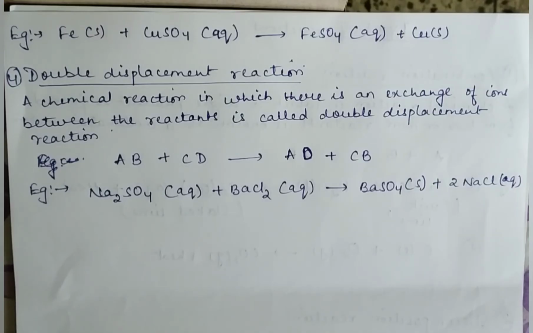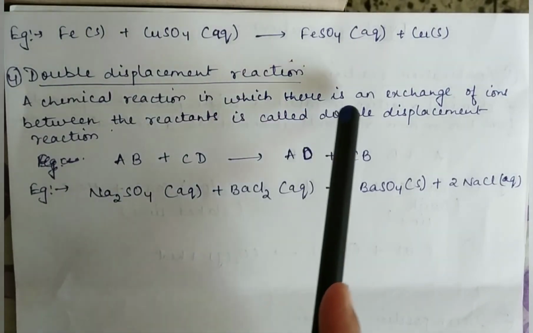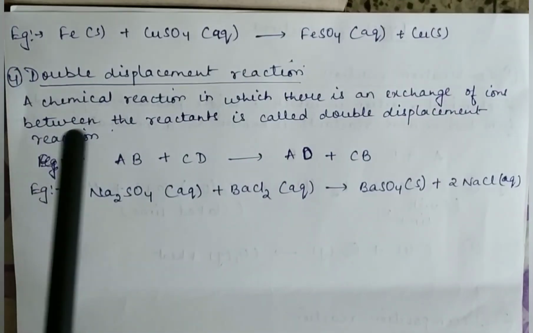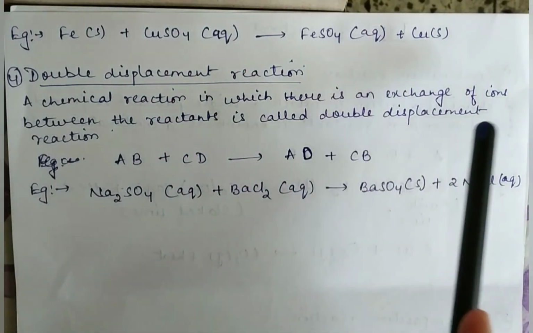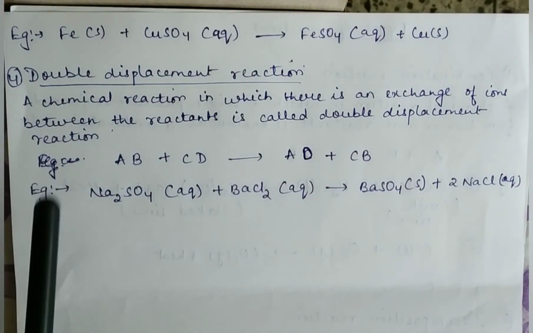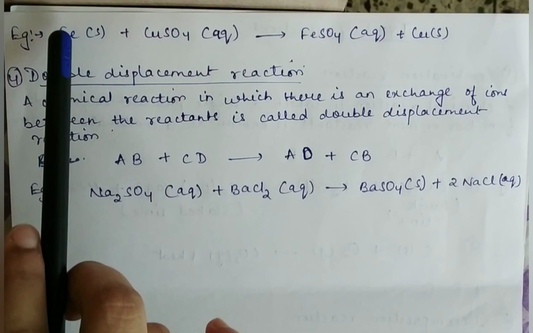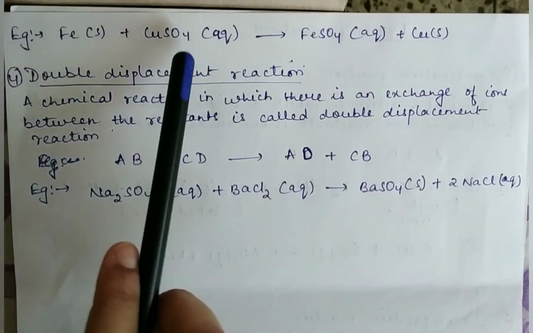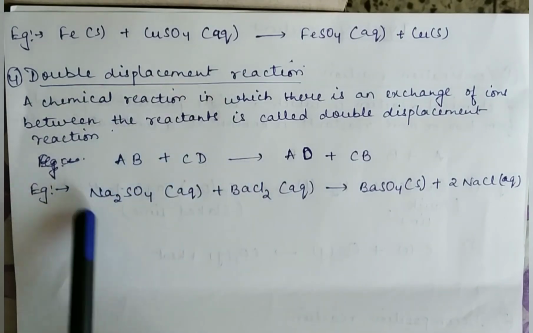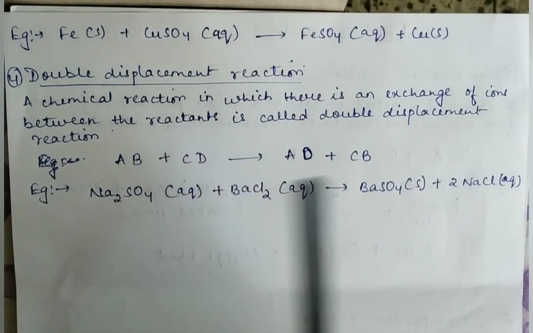The fourth type of chemical reaction that we are going to study is that of double displacement reaction. So what is a double displacement reaction? It is more like a displacement reaction, so let us try to first define it. A chemical reaction in which there is an exchange of ions between the reactants is called a double displacement reaction. In the above case, there was only a single displacement, that means one element was displacing one other element from its solution. But herein there will be two displacements. Let us try to understand that.